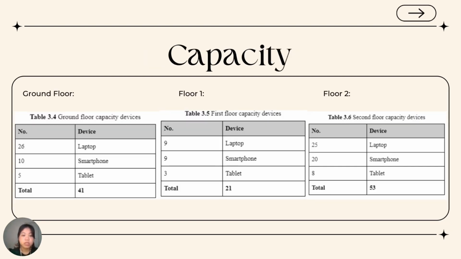So this is the capacity of the devices for each floor. As we can see in the table, for the ground floor, we use 26 laptops, 10 smartphones, and 5 tablets, and it is a total of 41 devices. For the first floor, we use 9 laptops, 9 smartphones, and 3 tablets, and the total is 21 devices. And for the second floor, we use 25 laptops, 20 smartphones, and 8 tablets, which total 53 devices.